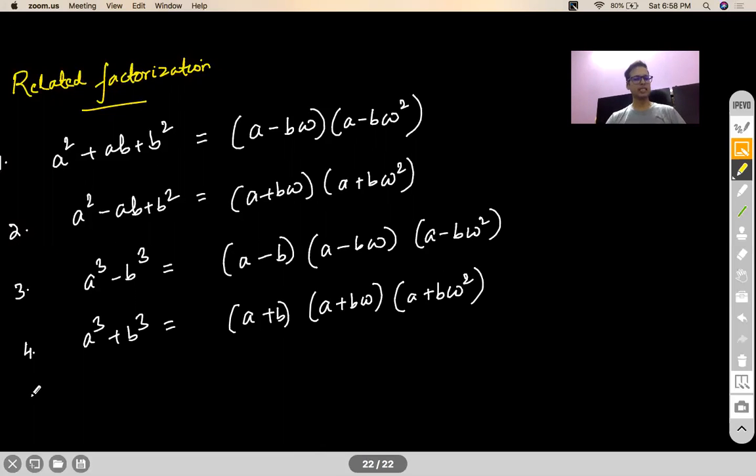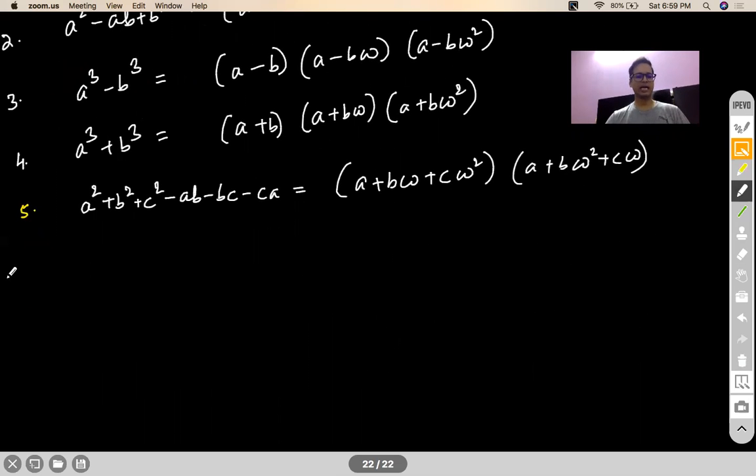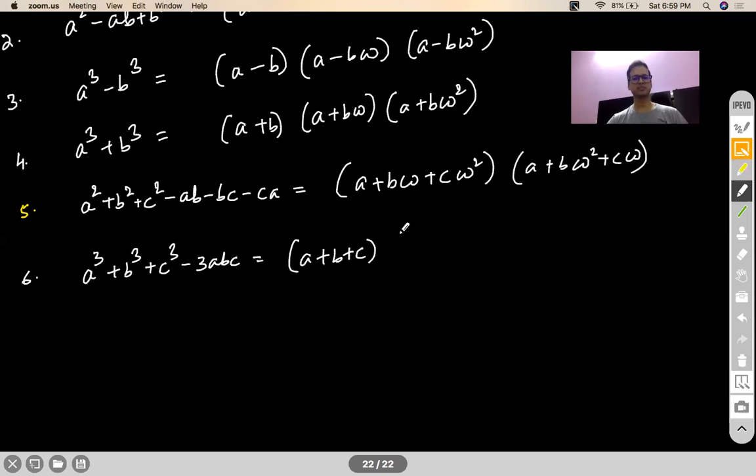Okay, not only that, there is something more coming up. You can also factorize a square plus b square plus c square minus ab minus bc minus ca as a plus b omega plus c omega square times a plus b omega square plus c omega. So these are some interesting factors that you are going to learn today. And this term, which I think most of you already know, used to be factorized as a plus b plus c times this term, which is again factorizable like this.